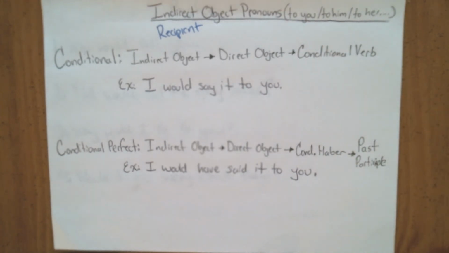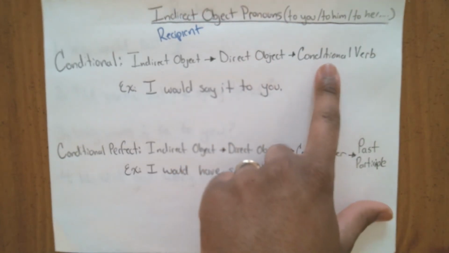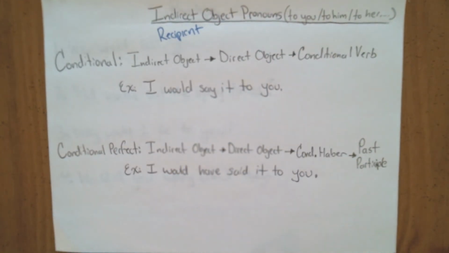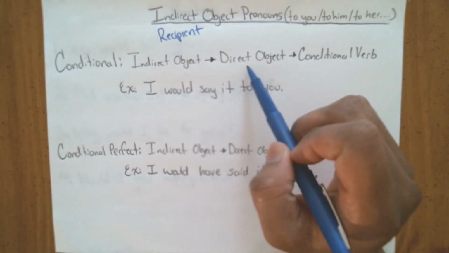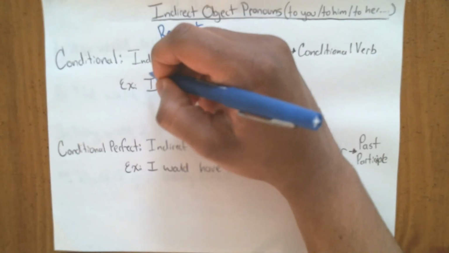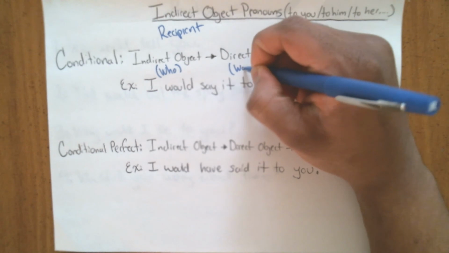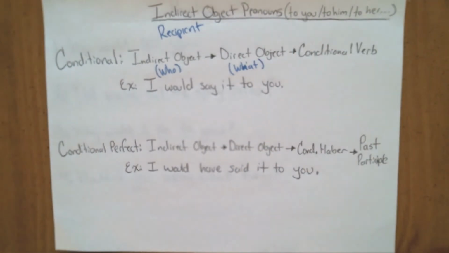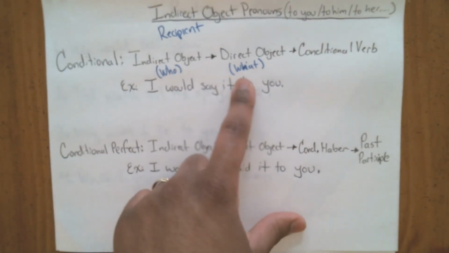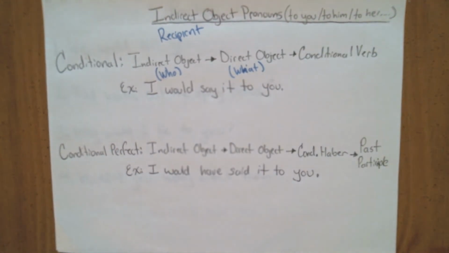Now, when you're speaking in Spanish, your indirect object goes first, then your direct object, and then your conditional verb. So you always put the recipient before the thing they're receiving, then you put the verb. Okay? A simple way to remember this is basically most of the time the indirect object is the who, the direct object is the what, okay? And people are more important than physical objects, so you put the person who's receiving it before the thing that they receive, okay? Just a shorthand way to remember that.